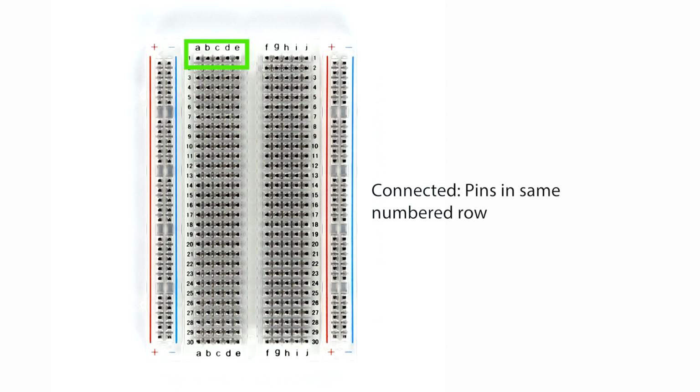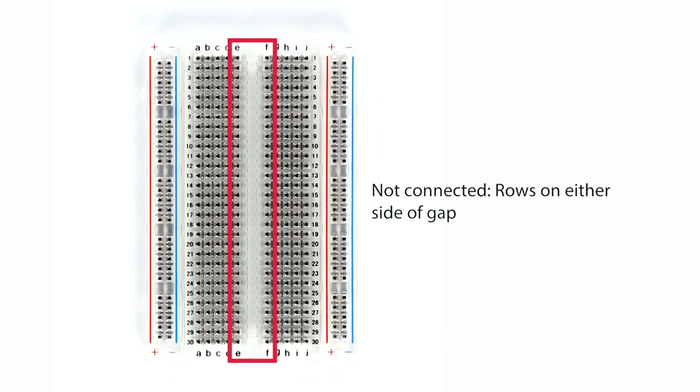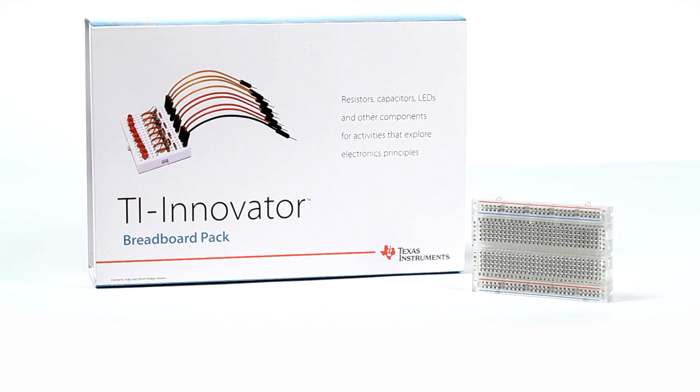All points in each numbered row are connected, but pins in different rows are not. Neither are rows on either side of the gap. Now that you know how a breadboard works, you are on the path to building your own projects.